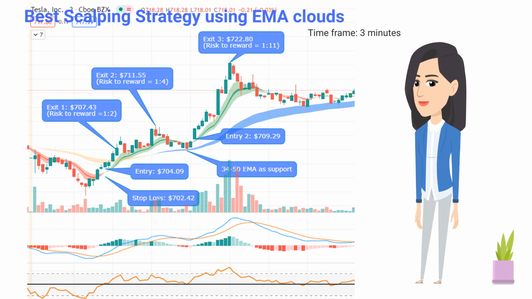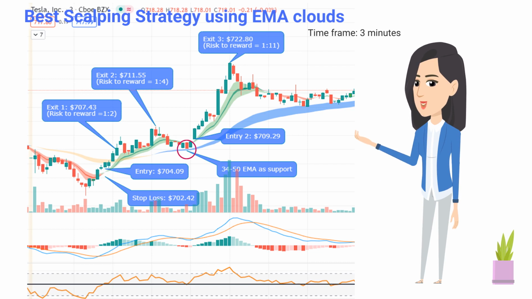This is another example of the 3 minutes chart of Tesla. A position can be opened when all entry criteria are met at $704.09, the stop loss would be set just under the 5 and 12 EMA Cloud. Exit 1 provides a risk to reward ratio of 1 to 2, Exit 2 provides a risk to reward ratio of 1 to 4, and Exit 3 would provide a risk to reward ratio of 1 to 11.